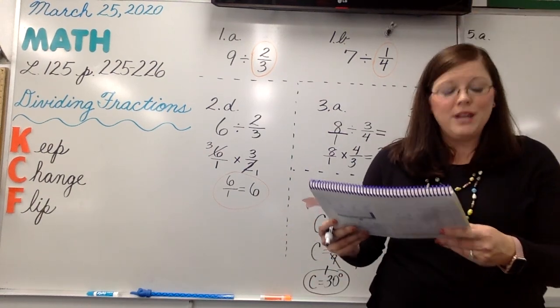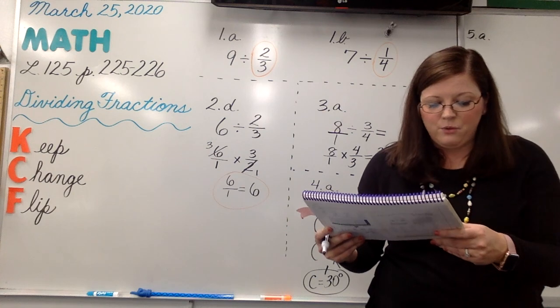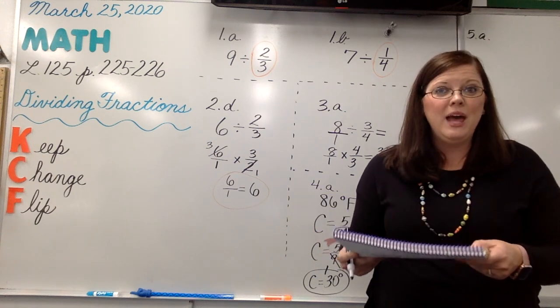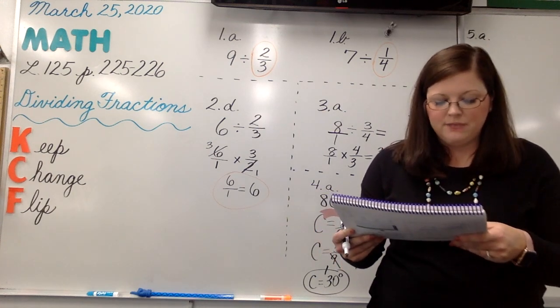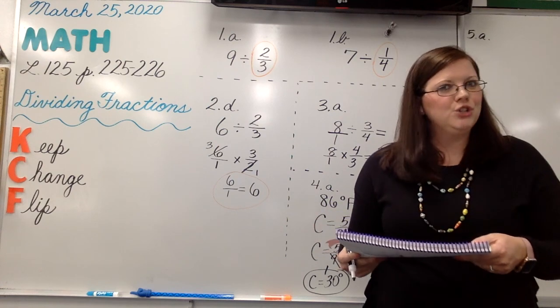5A. Jordan made 3/5 of a recipe that called for 2 1/3 cups of sugar. How much sugar was needed?